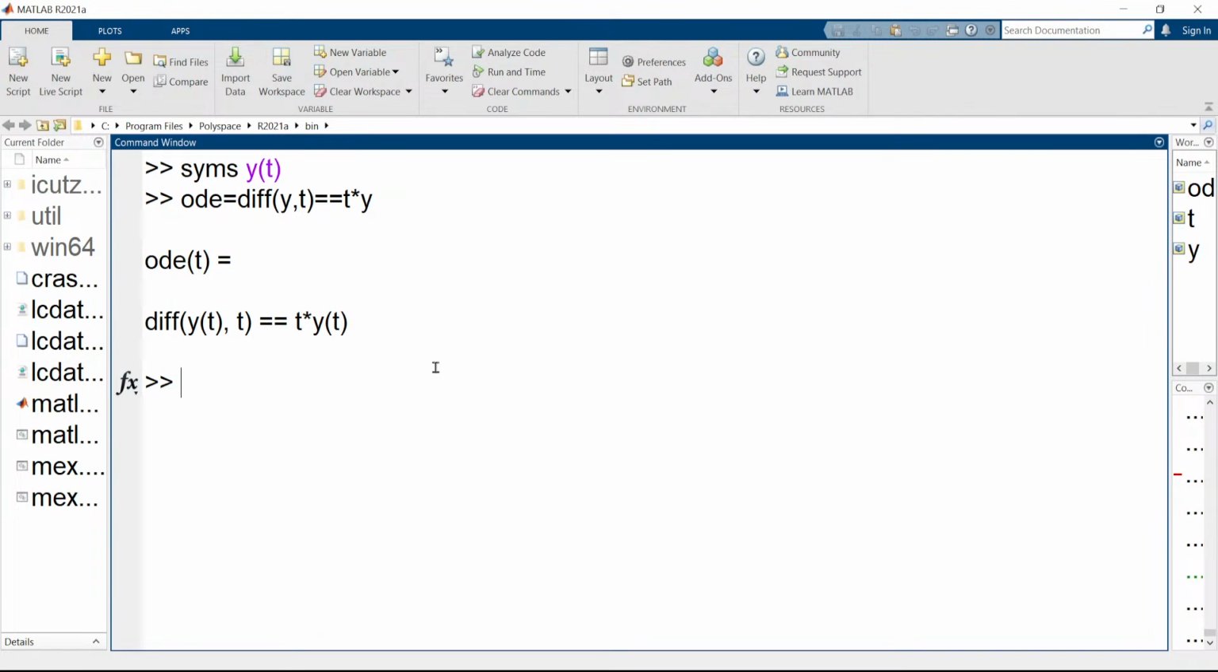Now we can find the solution of this differential equation, and we want to store the solution in this assignment. This is nothing but the assignment for the solution which we are using here. As you know, dsolve is a built-in function in MATLAB to solve differential equations. So dsolve of ode will return the solution of the above statement, and you can see here is the solution.